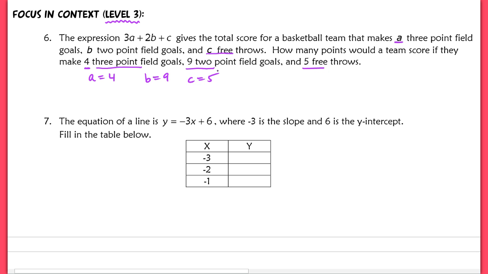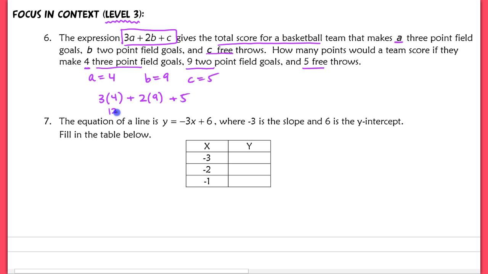So I know that this would be a problem that you could do just by understanding how a basketball game works, but let's focus on using our new skills. So we're going to plug in A is equal to 4. So we have 3 times 4 plus 2 times 9 plus 5, because we're going to use this expression here to figure out the total score for the basketball team. Okay? And then we just go ahead and evaluate this.